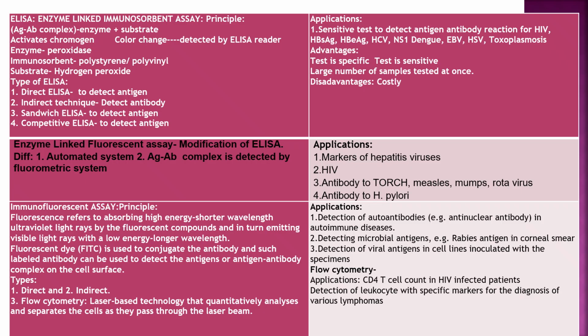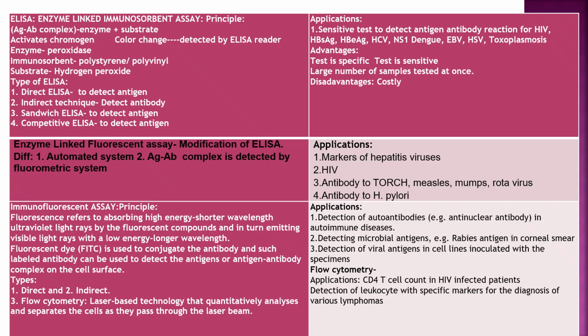Immunofluorescence assay. Fluorescence refers to absorbing high energy short wavelength ultraviolet light rays by the fluorescent compounds and in turn emitting visible light rays with low energy and longer wavelength. Fluorescent dye is used to conjugate the antibody, and such labeled antibody can be used to detect the antigen or antigen antibody complex on the cell surface. Types: direct, indirect.